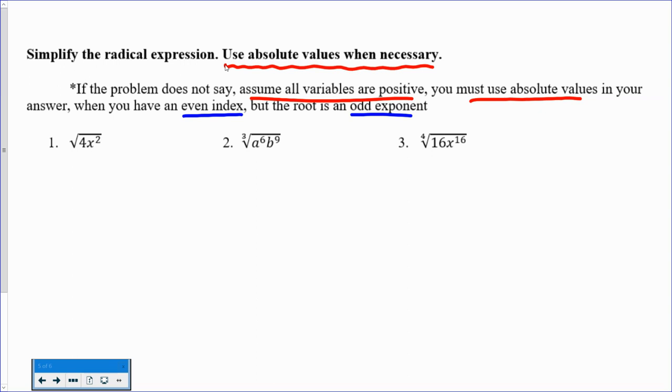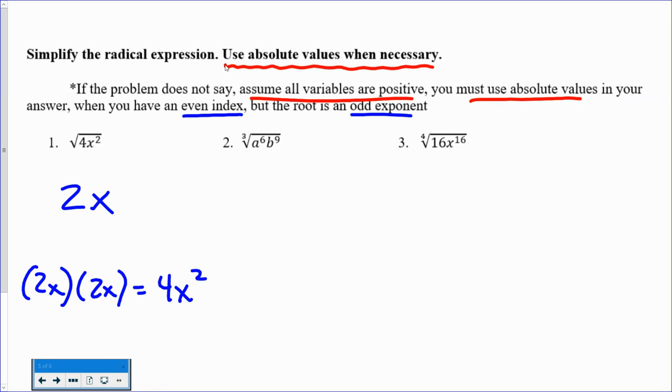Okay, so for my first example, square root of 4x squared. So you're looking for what times itself gives you 4x squared. Well, the square root of 4 is 2. The square root of x squared is x. When I take 2x times 2x, I would get 4x squared. So hopefully that makes sense. We're trying to start simple here, but I need to include absolute values if it didn't tell me, assume all the variables are positive.